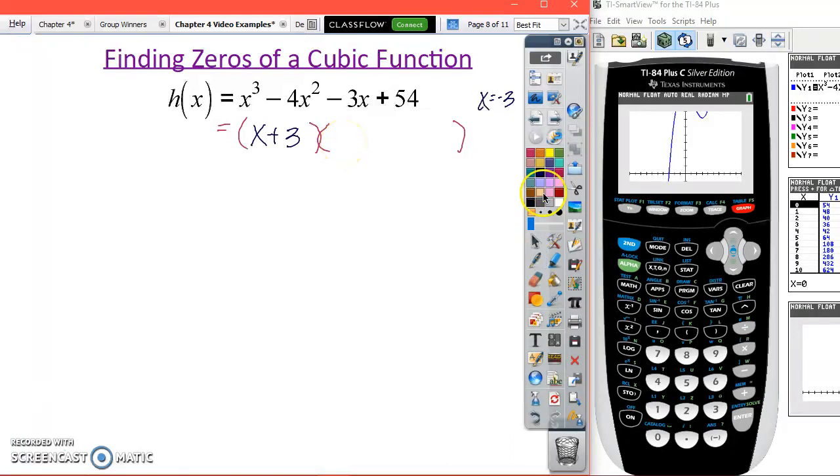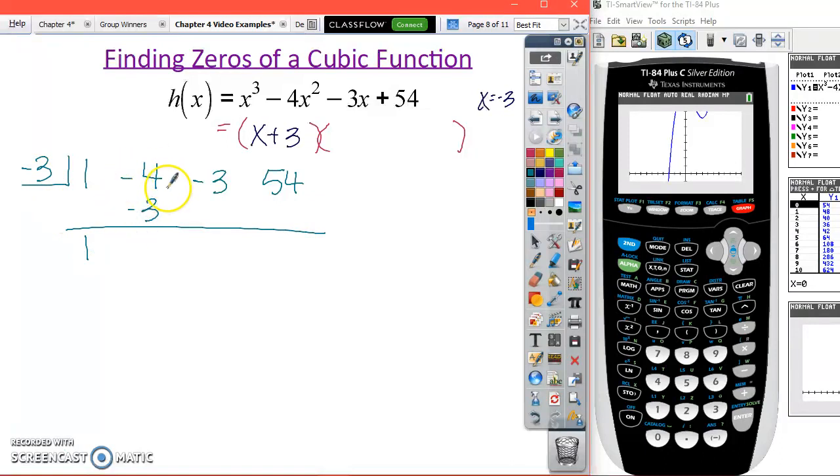And so to find our remaining factor, we're going to have to divide our cubic by our known factor. And since this is a linear term, I know that I can use synthetic division. So I'm going to come over here and plug in -3, and I'm going to use the coefficients 1, -4, -3, positive 54. Bring down the 1, multiply it by -3, add it to the -4, and do that process over again.